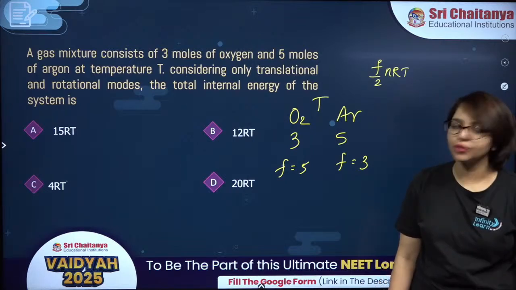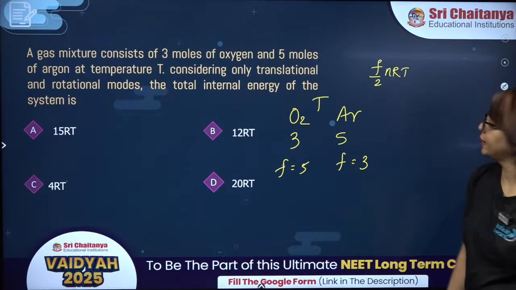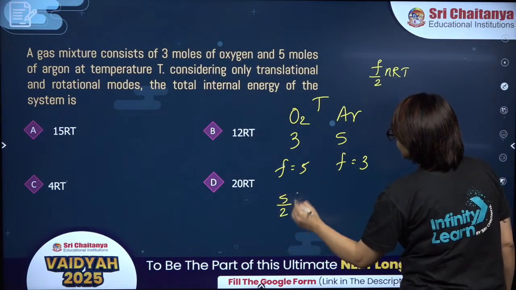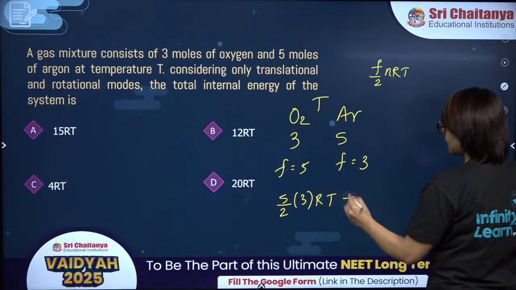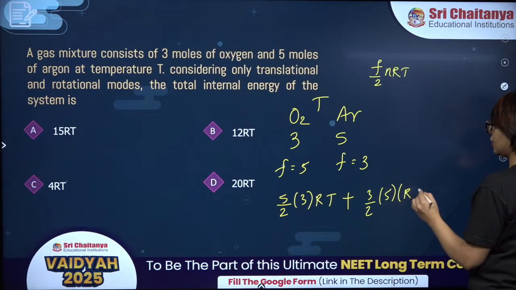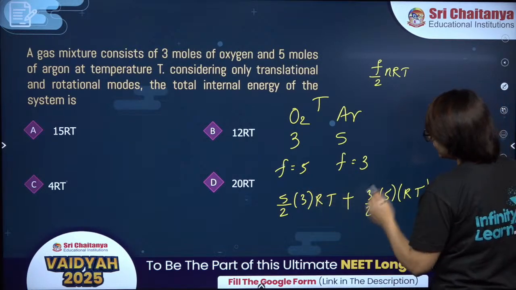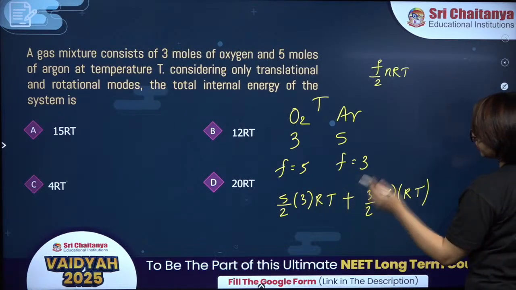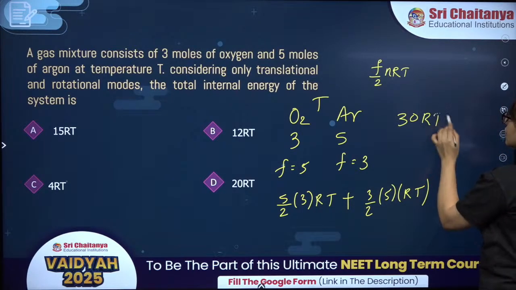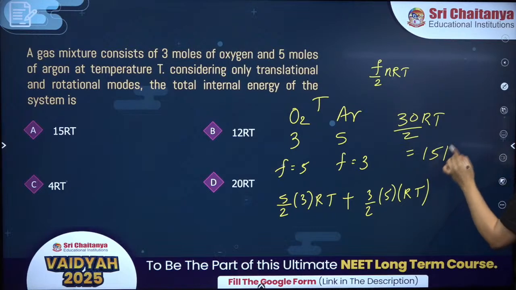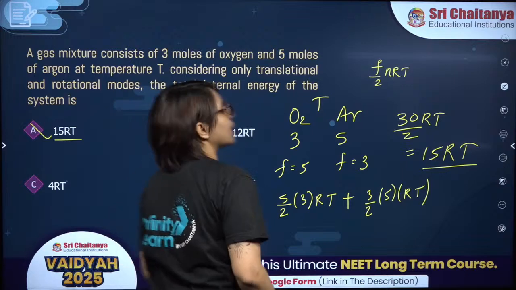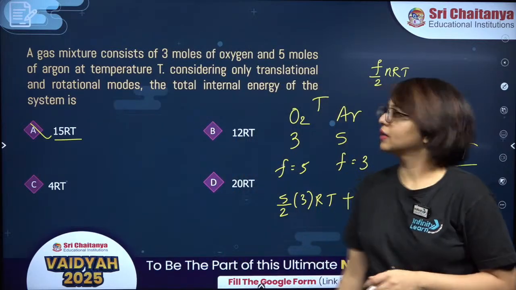All right, well done, well done. Okay, so for oxygen, it is 5 by 2 nRT, plus that of argon, it is 3 by 2 nRT. So this is 15 by 2 RT, this is 15 by 2 RT, with positive sign in between. So 15 by 2 RT plus 15 by 2 RT is 30 RT by 2, which is 15 RT. So total internal energy of the system is 15 RT. Okay, well done guys, well done.